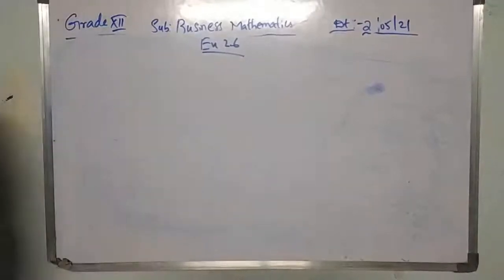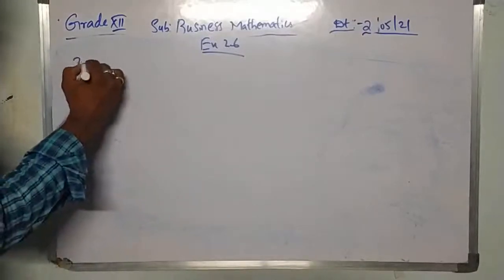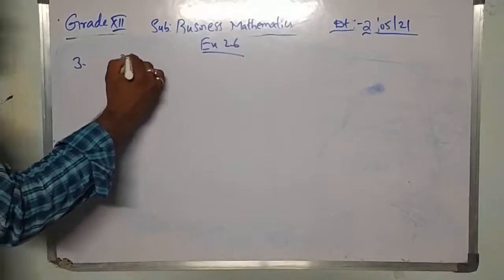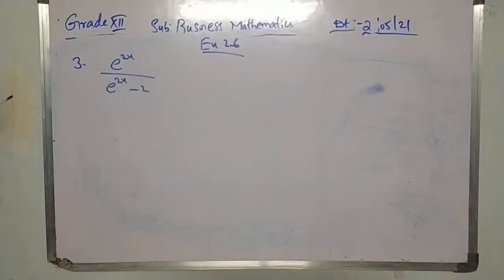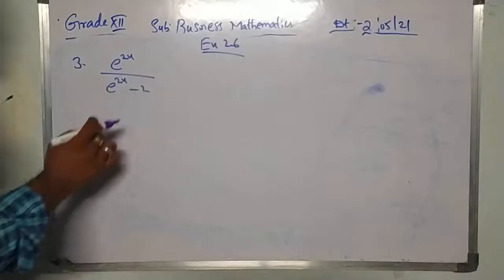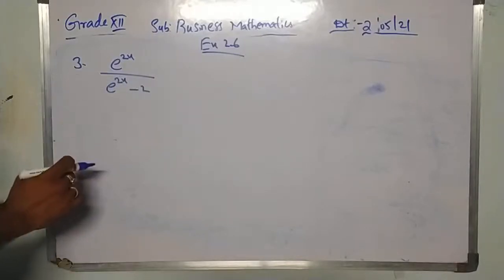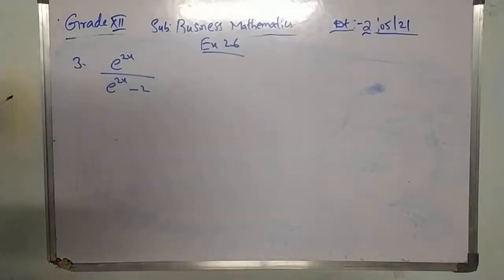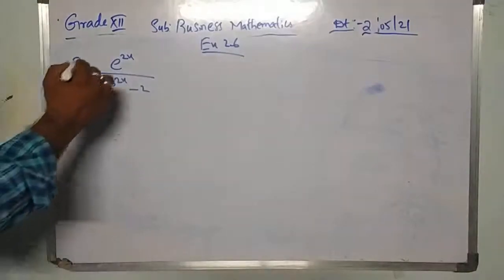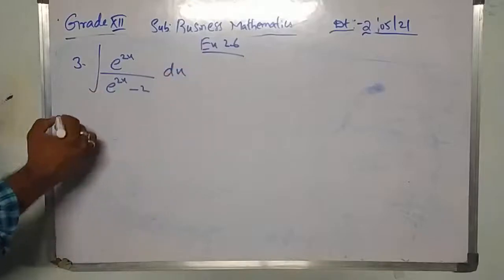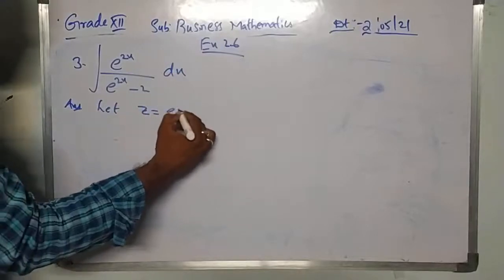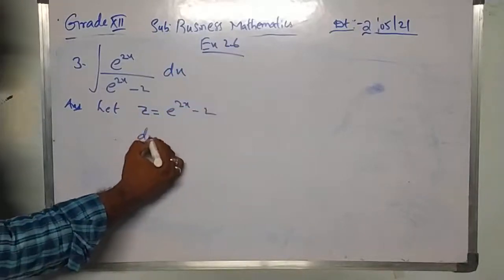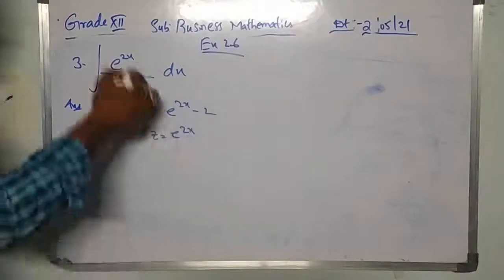Let us see another question. Question number 3. E power 2x divided by (e power 2x minus 2). So this is the question, integration. Answer: let z is equals to e power 2x minus 2. If I do derivative, it is e power 2x only.